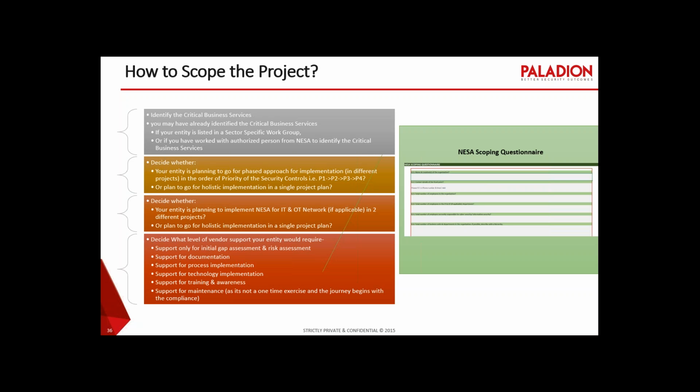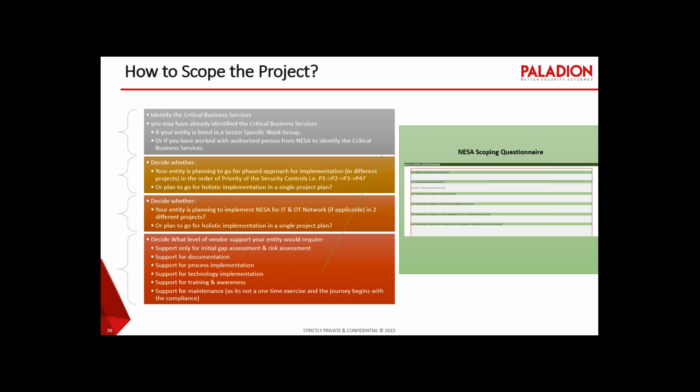Or if you have worked with an authorized person from NESA to identify the critical business services. It could be both ways. It could be that your entity is already listed with the sector-specific working group and you have already identified your critical business services as part of building the taxonomy of that sector, or you have probably worked one-on-one with one of the authorized persons from NESA. So if you know the critical business services, then that's your first milestone. You have already achieved your first milestone, and that's a critical milestone, and that can help you further in scoping the project.